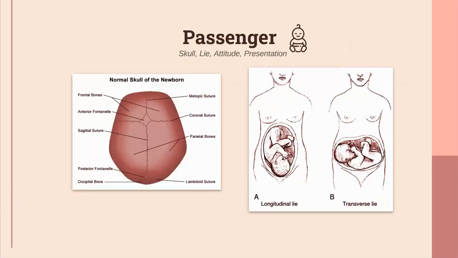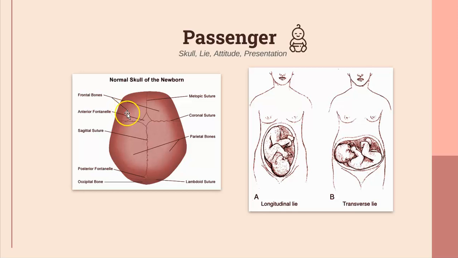When we talk about the passenger, what we're talking about is the fetus, or the infant. So we're talking about its skull, its lie, the way it's in there, the attitude, and the presentation, and we'll go through that. So a longitudinal lie just means baby is vertical, which is what you want. Transverse lie, you can see this baby would not come out that pelvis, would not come out that vagina. So what you want is a longitudinal lie and a baby in vertex position, which is head down.